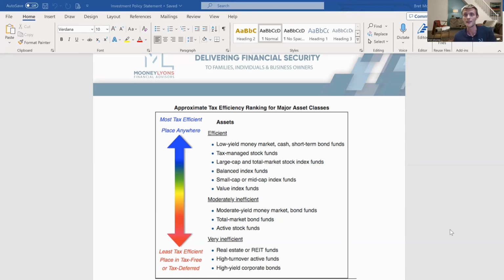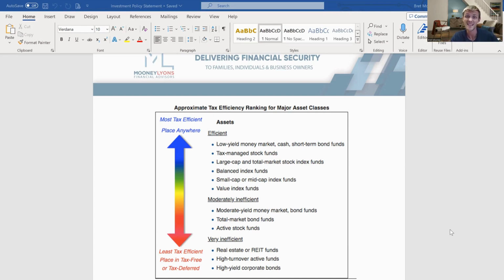And on the other end, your least tax efficient investments, the ones that have a lot of tax implications, we want to hold in the tax deferred or the tax free accounts. And what types of accounts are those? Well, that's your 401k at work. That's your IRAs, or your traditional IRAs. And then the tax-free side is Roth IRAs. So you want to hold your less efficient investments in those tax deferred or tax-free accounts.